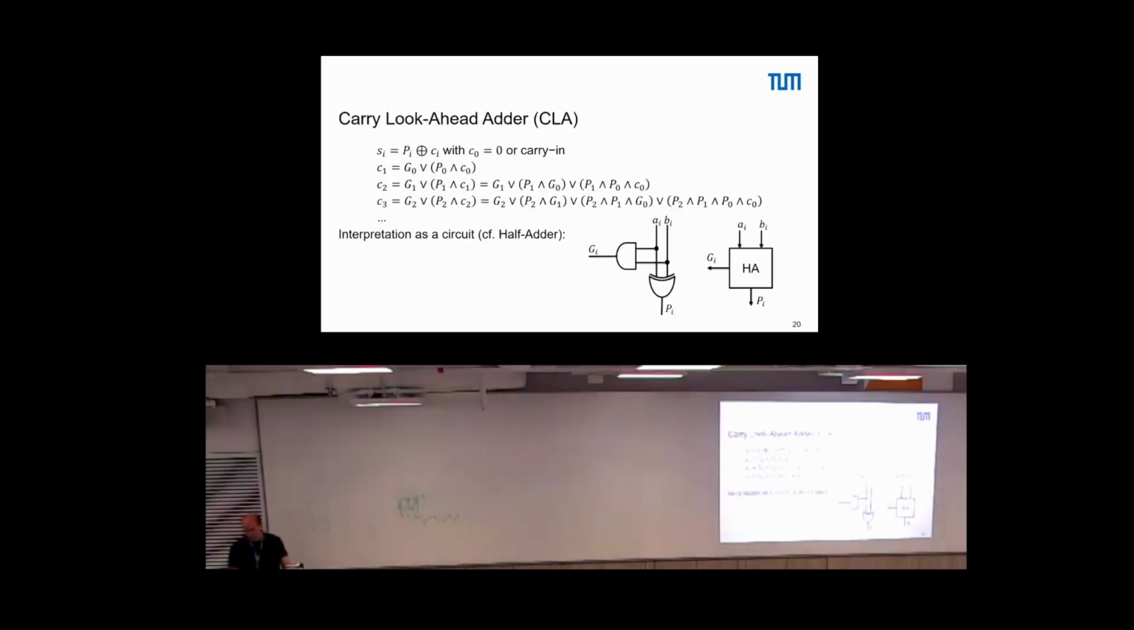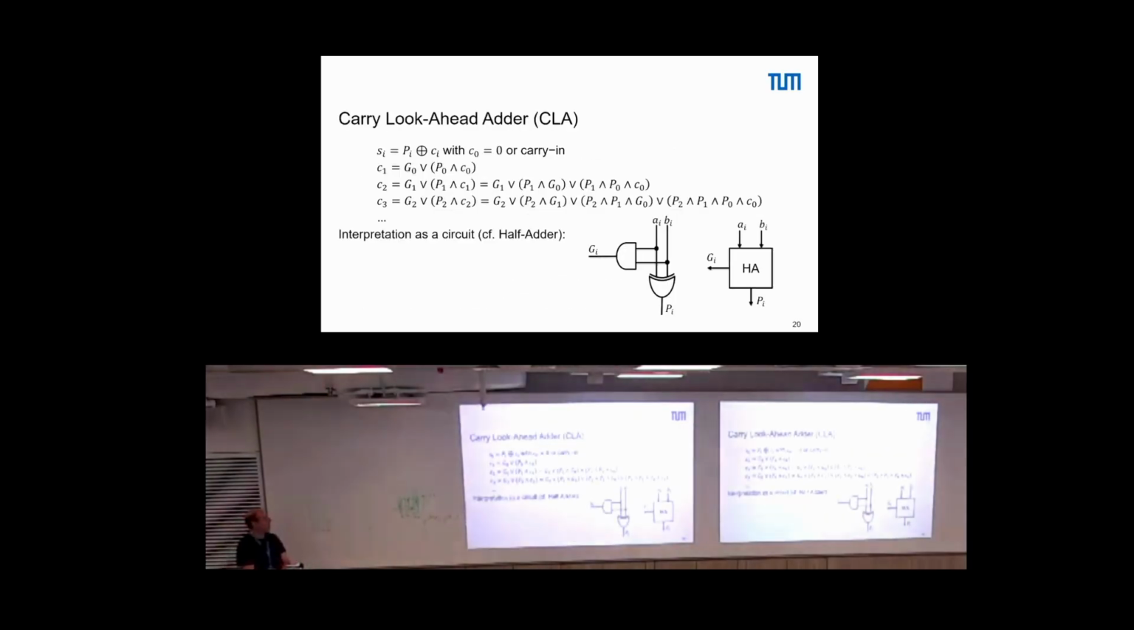Good. Then, what is the idea of the carry look-ahead adder? Until now, we added two bits, generated the carry, added two bits and the carry, generated the next, and so on. Why do we have to wait for the carry to be generated for the first bit? We can just directly compute it from all the inputs, right? So for the first bit, the first carry, that's trivial. It's G0 or P0 and C0. That's just the formula from before, right?